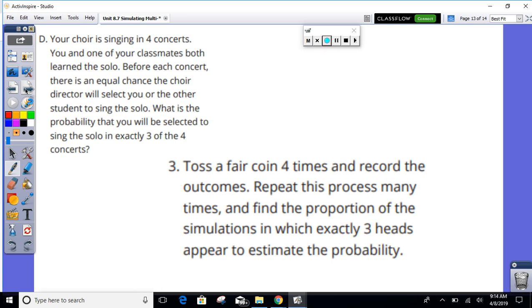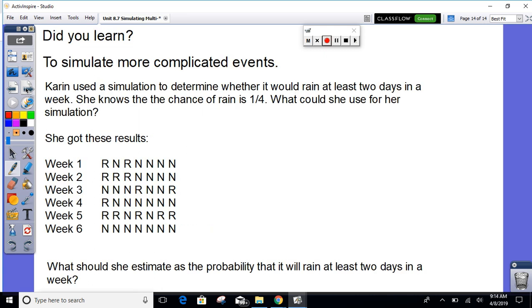All right, let's sum up what we've done today. We're going to talk about this, and this is not on your paper. This is just something to help you get ready for the exit ticket you are going to take today. So Karen used a simulation to determine whether it would rain at least 2 days in a week. She knows that the chance of rain is 1 out of 4. What could she use for her simulation?